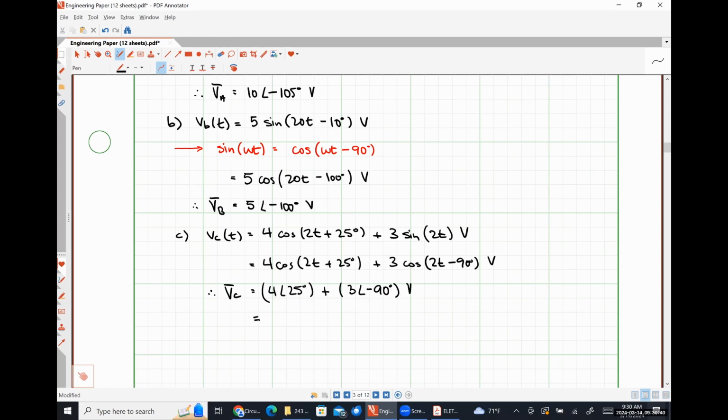And so now we're at a point where we can literally just throw this in our calculator and get a single polar form phasor out, right? So if I put in my calculator 4 angle 25 plus 3 angle minus 90, I got 3.854 with an angle of negative 19.861 degrees. Yes.